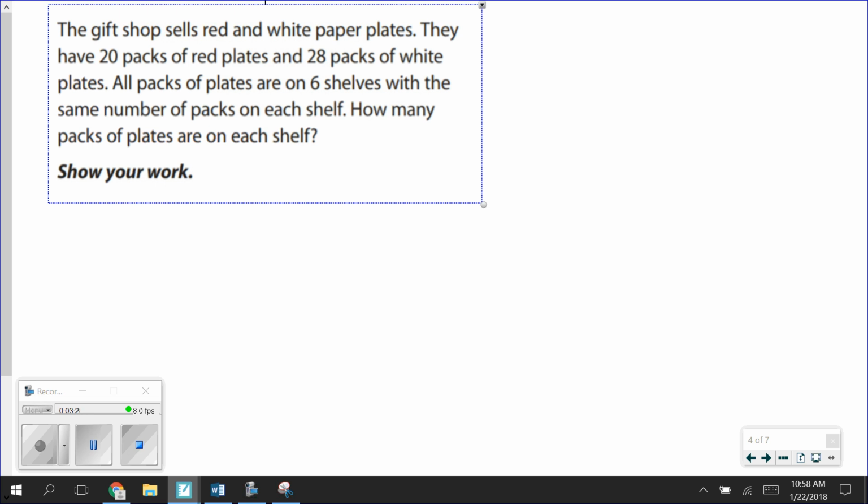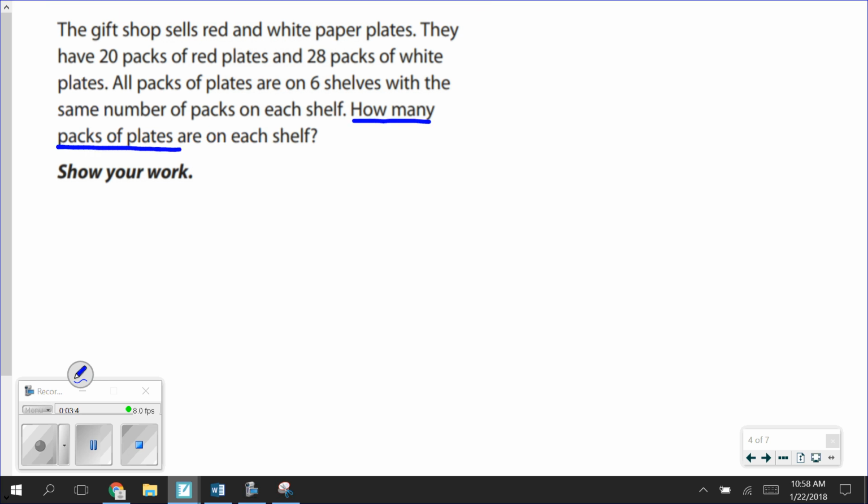Ooh. Okay, so let's think about what this is asking us. What's the question being asked here? Think about that. What do we want to find out? How many packs of plates are on each shelf? Okay, and then what numbers am I working with here? 20, 28, and 6. I'm not just going to do 20 times 28 times 6 or 20 plus 28 plus 6, right? Because I don't know if I'm adding or subtracting or what's going on.